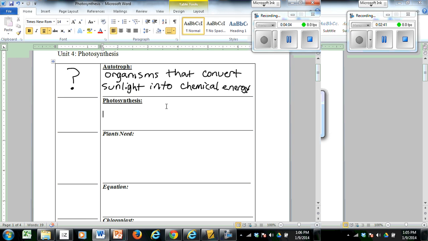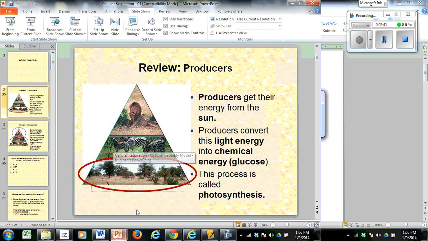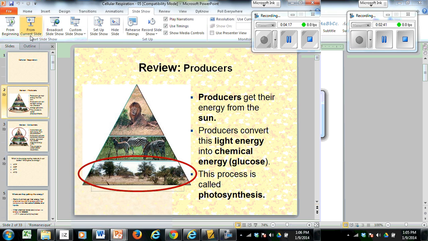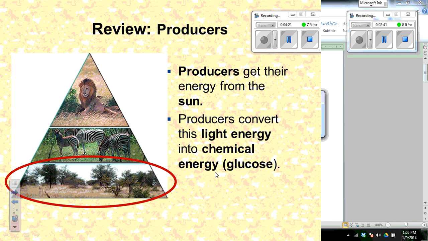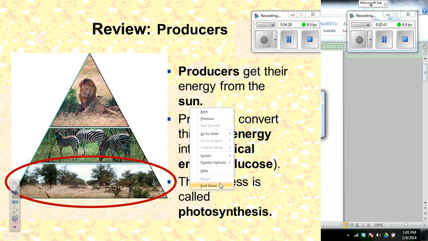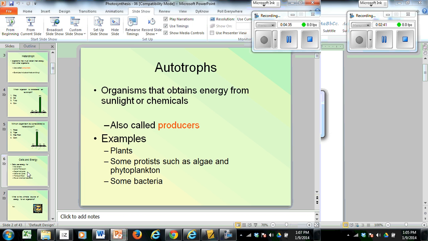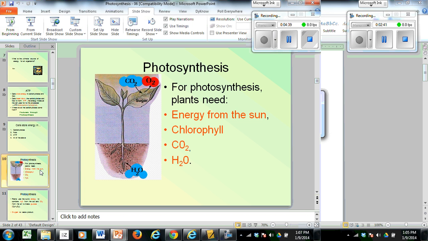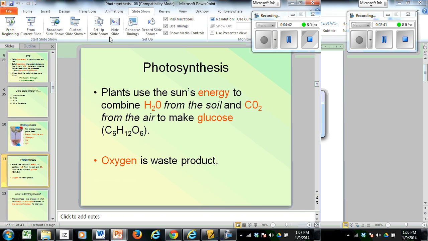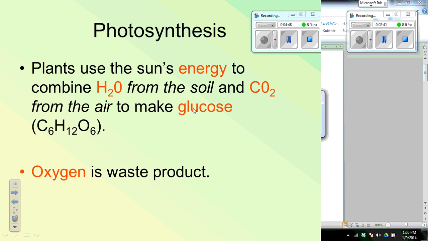So if we look at the word photosynthesis, this is the actual process that converts sunlight into chemical energy. I want to take a look at several different definitions before we write this down. Producers convert light energy into chemical energy. That's one way of saying it. You can also say, hold on a second, let me flip to this slide. Plants use the sun's energy to combine hydrogen or water from the soil and carbon dioxide from the air to make glucose. That's another way to put it.